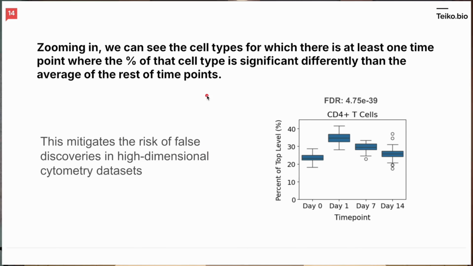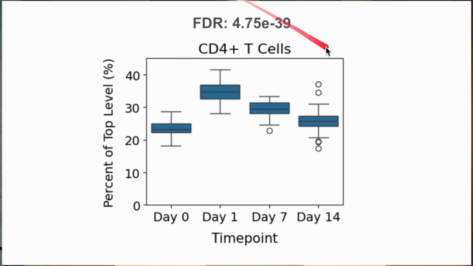So zooming in, we can see the cell types for which there is at least one time point where the percent of that cell type is significantly different than the average of the rest of the time points. So let's zoom into the CD4 T cells. You see a vanishingly small false discovery rate, and this kind of technique helps mitigate the risk of false discoveries in high-dimensional cytometry data sets.